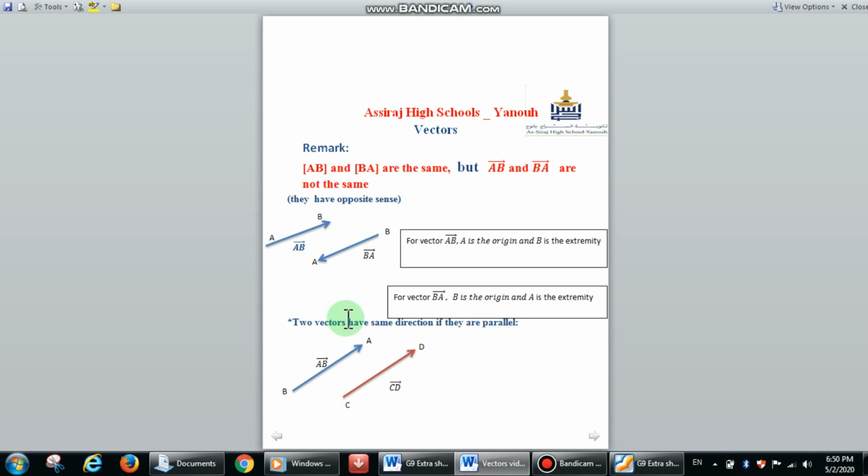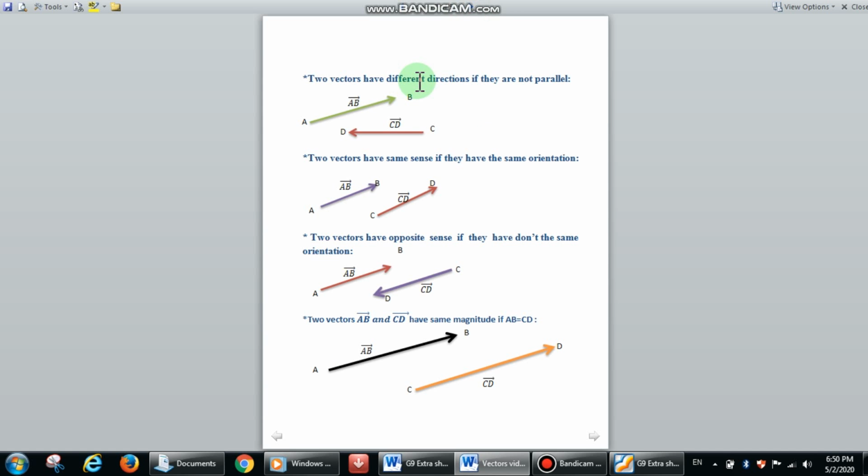Two vectors have the same direction if they are parallel. So here AB and CD are parallel, then the two vectors AB and CD have the same direction. Two vectors have different directions if they are not parallel. You notice that AB and CD are not parallel, then vectors AB and CD have different directions.